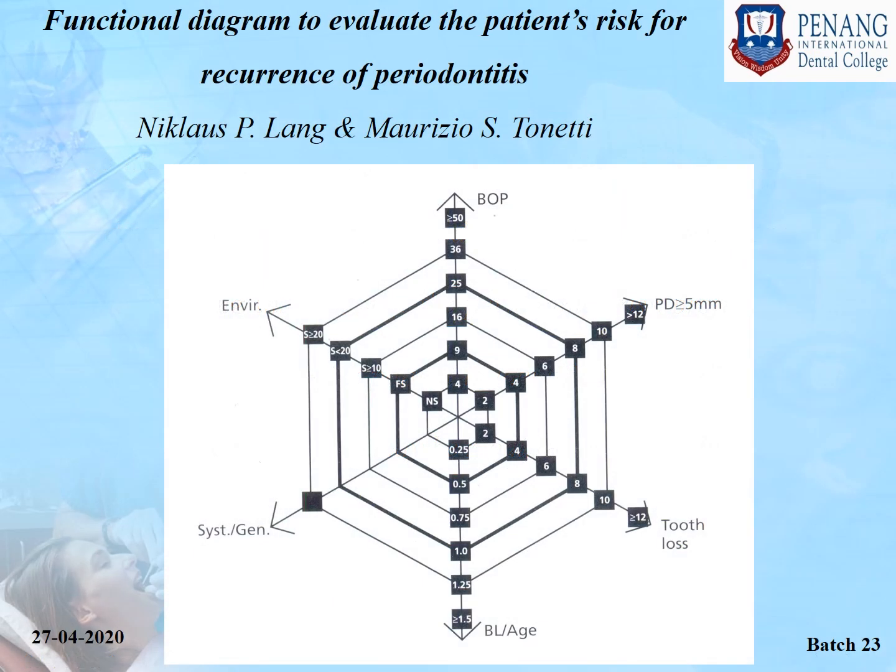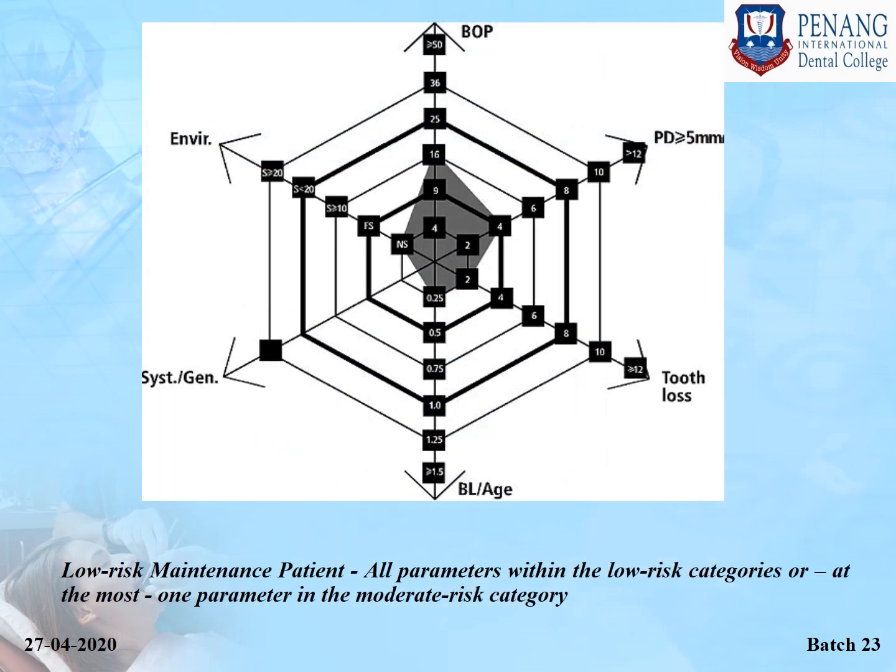Diagram where we compared all the parameters, systemic and the environmental, which is smoking. So this first dark band is for the low risk, this is for the moderate, and above this is the high risk. You see in this one, all the parameters are within the low risk categories. Only one parameter, which is bleeding on probing, is outside the low risk category. So this patient is a low risk maintenance patient.